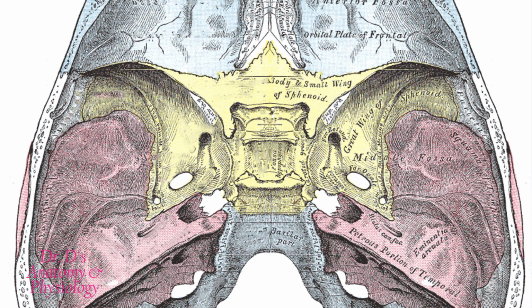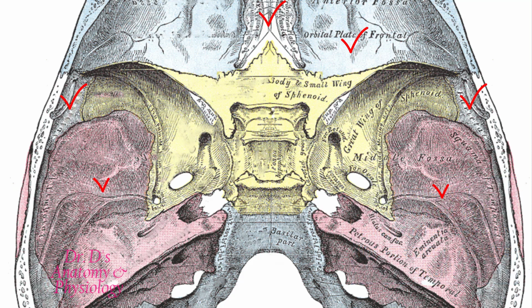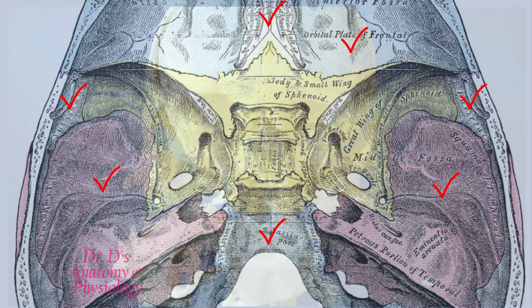Well, here's a view of the skull, an internal view of the skull, and you can see the sphenoid bone in yellow. And you'll notice when you look at this view that the sphenoid bone articulates with every other bone in the skull. So it articulates with the frontal bone, the ethmoid bone, the two parietal bones, the two temporal bones, and also with the occipital bone. So it is essentially wedged in between all the other bones of the cranium. Hence, it is referred to as the wedge-like bone, the sphenoid.